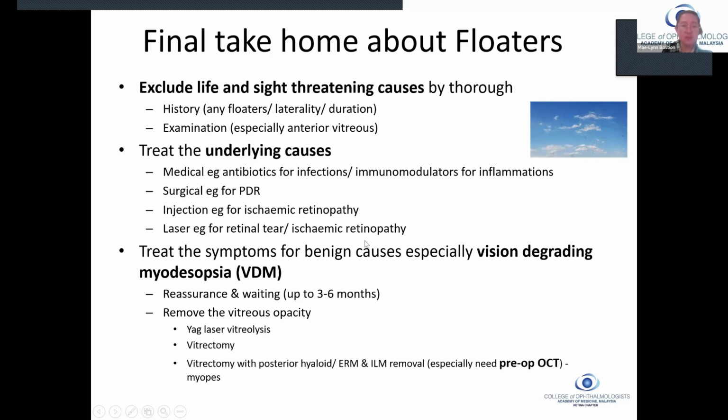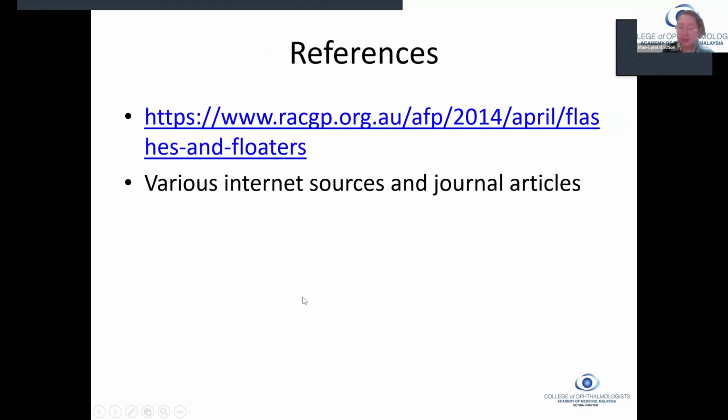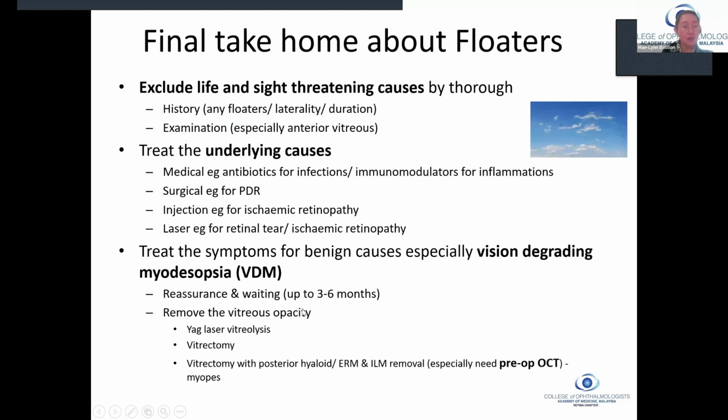As for symptoms for the benign causes, especially BDM or vision degrading myodesopsia, we can give reassurance and wait, especially with recent symptoms. But if the symptoms are longer than 3 to 6 months and symptomatic, we remove the vitreous opacity through a number of options. We can offer laser vitreolysis, vitrectomy, or vitrectomy with membrane peeling as needed in high myopes. So this is my final take-home message.